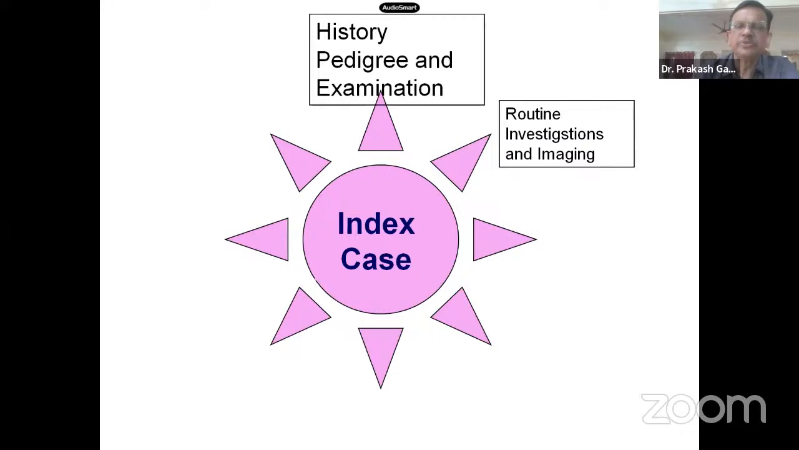And purposefully, I have taken these first two tools because we can never forget them, we can never replace them. And that is our history taking, our pedigree drawing, and examination. This is very important because, as I said, it is going to give us clues regarding the differential diagnosis.